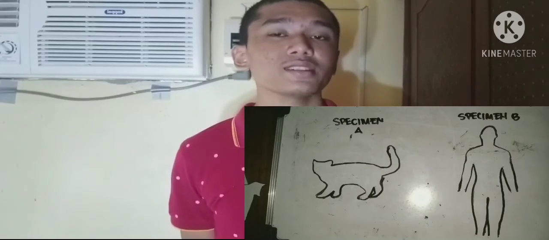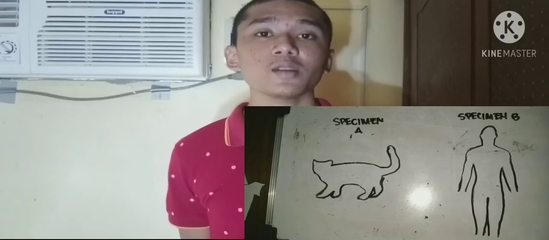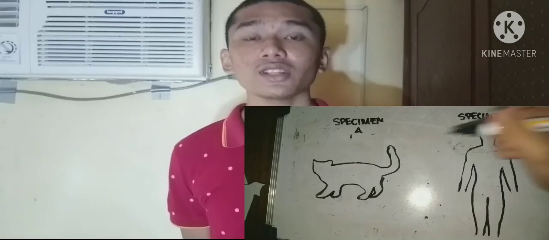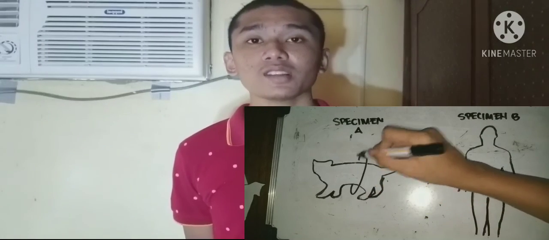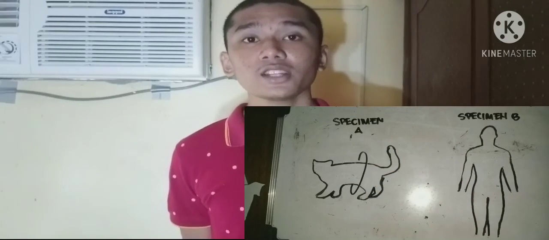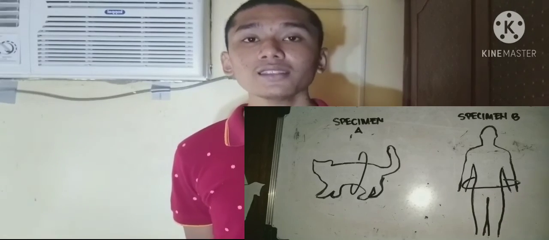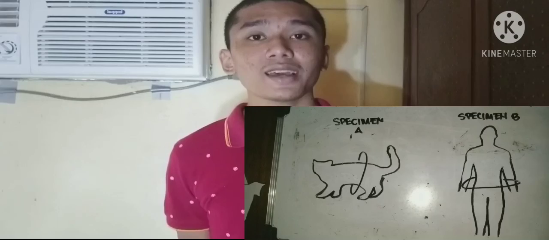We have transverse or mediolateral. It is applicable for both specimens. It is a transverse plane running to the side. Example, for specimen A, the lateral side going to the left side. For specimen B, it is the lateral side going to the right side.